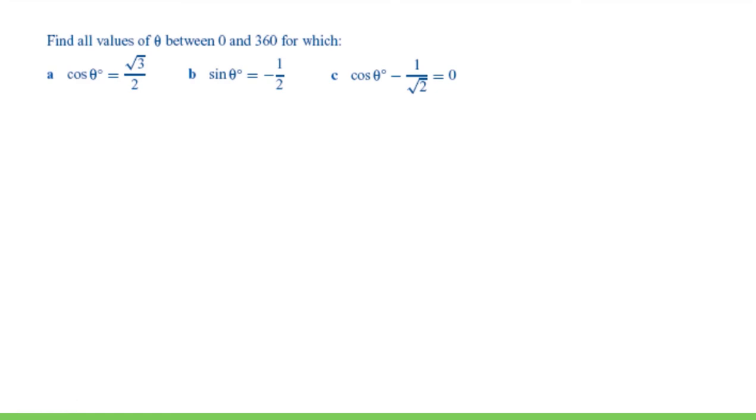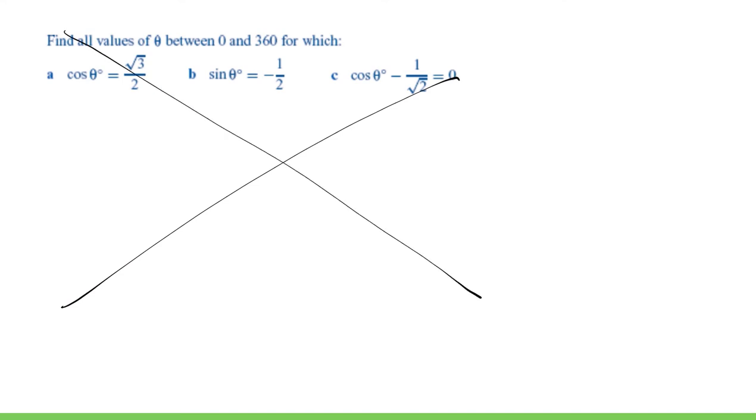Again, for the next example, find all the values of theta between 0 and 360 for which cos theta is equal to root 3 on 2. I'm actually thinking that this belongs to an exercise that is a little bit later on. So you don't have to worry about this here. It actually doesn't belong in this exercise. So you can just go ahead and cross that example out. You don't need to worry too much about it.